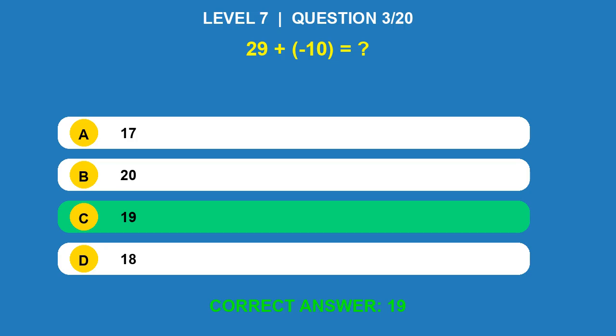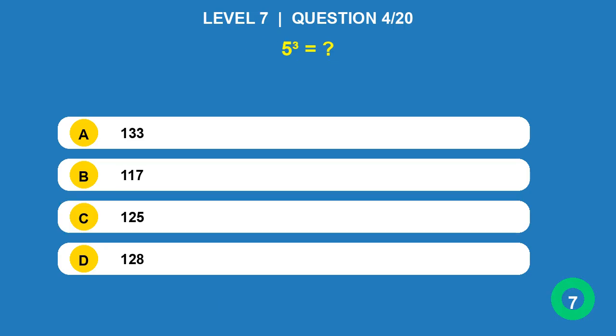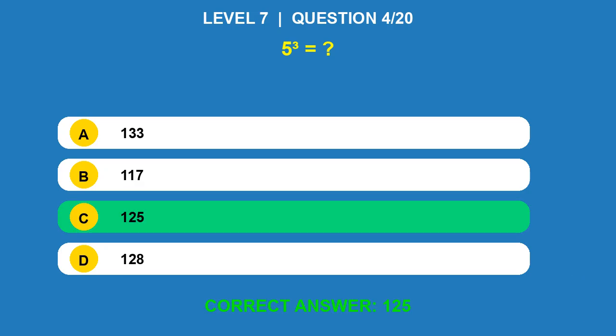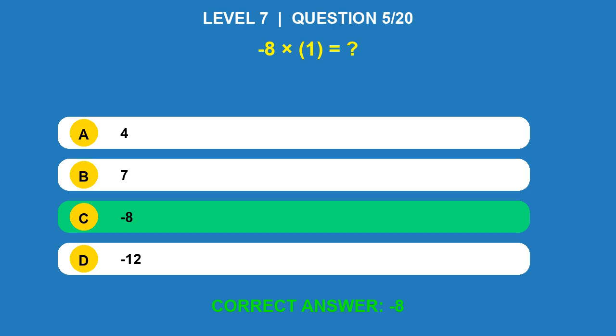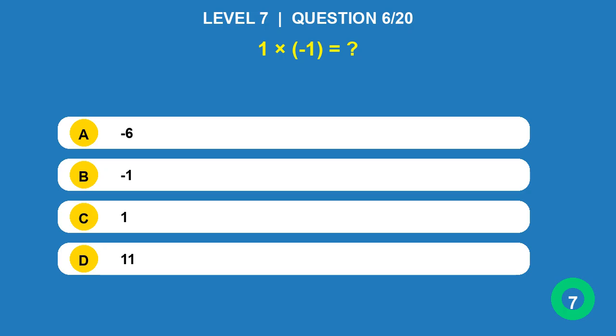Answer is 19. 5 superscript 3 equals? Answer is 125. Minus 8 times 1 equals? Answer is minus 8. 1 times minus 1 equals?